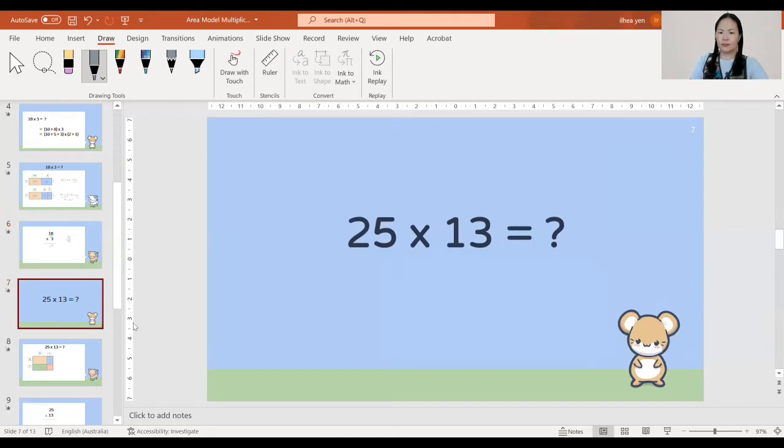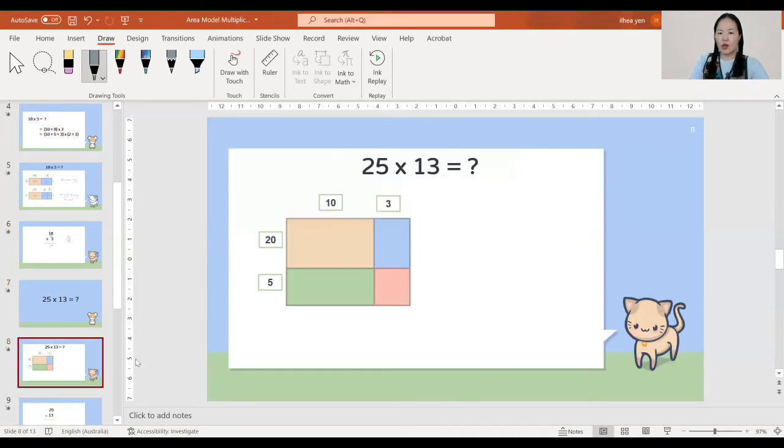Next question. 25 times 13. How do I put this into area model? Okay, now I'm breaking both numbers down. So 25, I think I'm going to go with a 20 plus 5. 13, okay, I'm going to break it into 10 plus 3. So remember, keeping things in the rectangle is very important. Instead of 2 parts I have to add up, I've got 4 parts to add up.